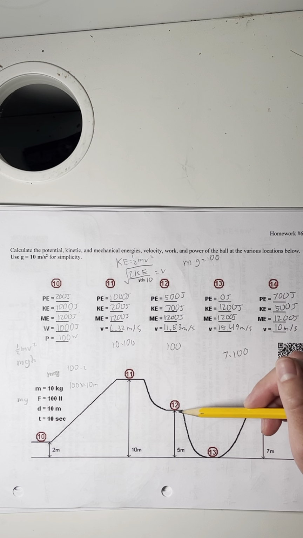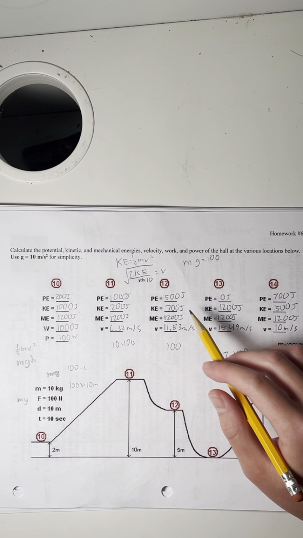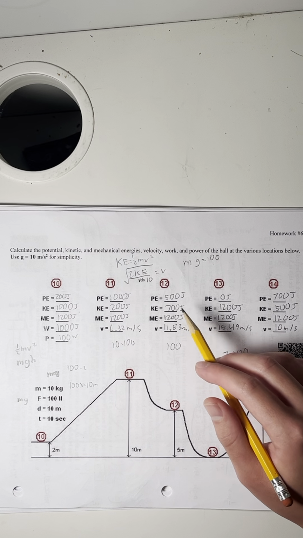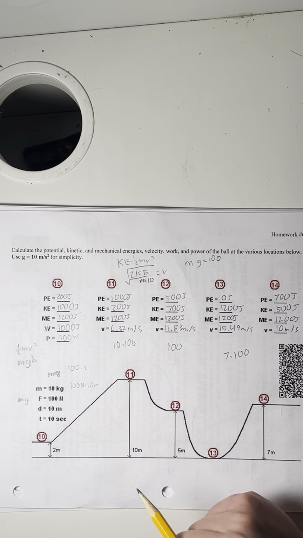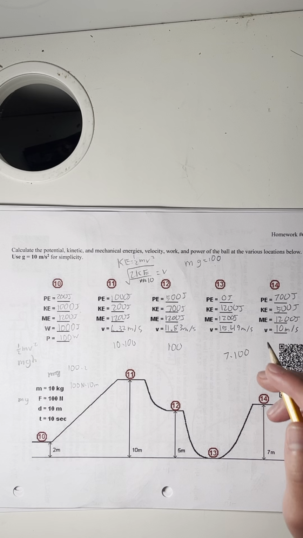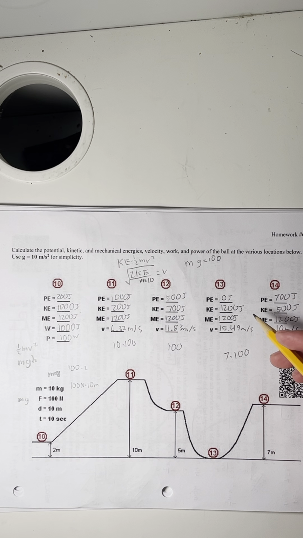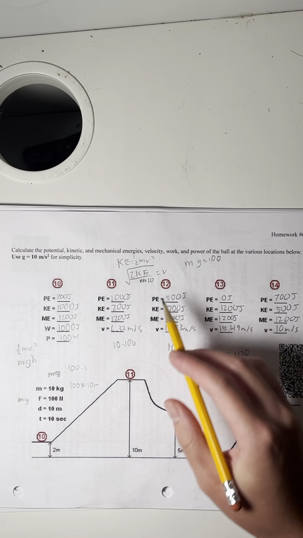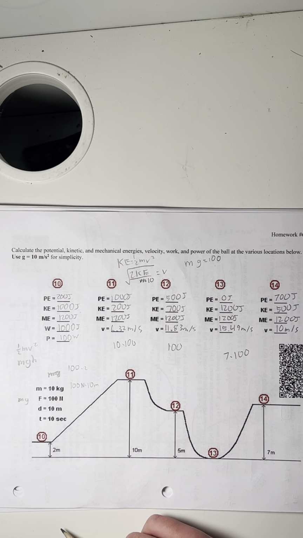For the next position, 100 times our height, which is 5, gives 500 joules. And from that, we can solve the kinetic energy to be 700 joules. Plug that into our rearranged formula, and we get 11.83 meters per second. And since the height is 0, it's simply 0 joules for potential energy. That means all of it is kinetic energy, which is 1,200 joules. And plugging it into the rearranged formula again, we get about 15.49 meters per second.